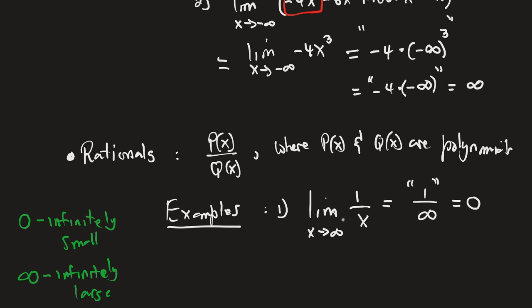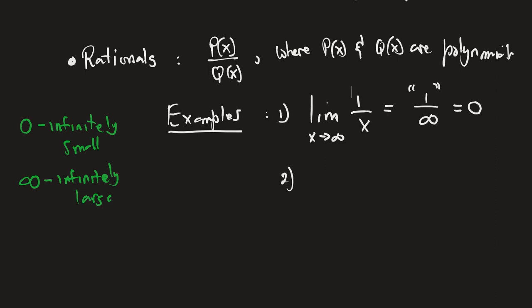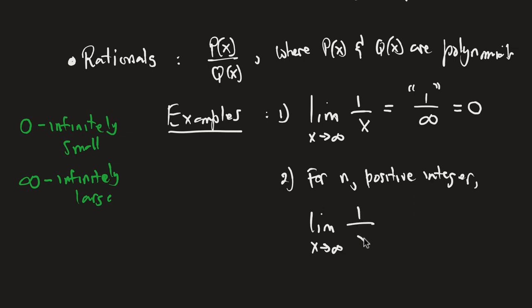Now, let's extend this idea a little bit more with another example, and then we will look at some more complicated rational ones and utilize the conventions that I'm introducing here in examples 1 and 2. All right, so for n, let's say a positive integer, so 1, 2, 3, 4, etc., what happens if we take the limit as x approaches infinity of 1 over x to the n? So instead of just having x to the first power, what if you had x to some other positive integer power, like a square or a cube or a fourth, etc.?